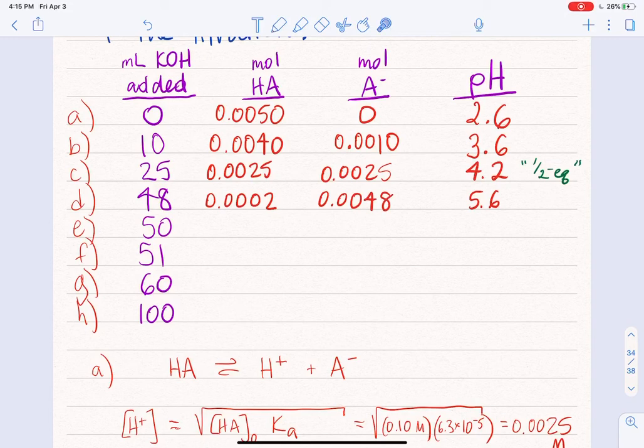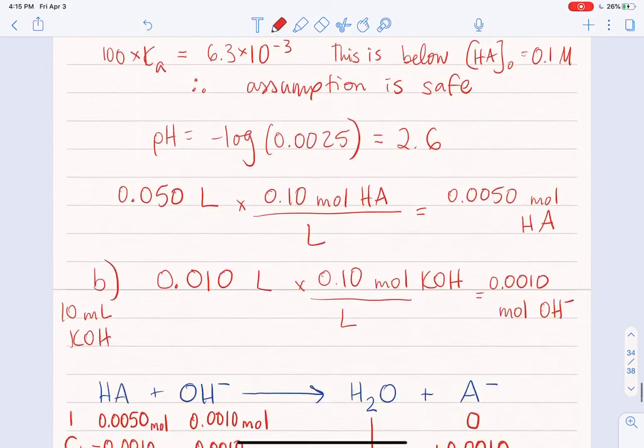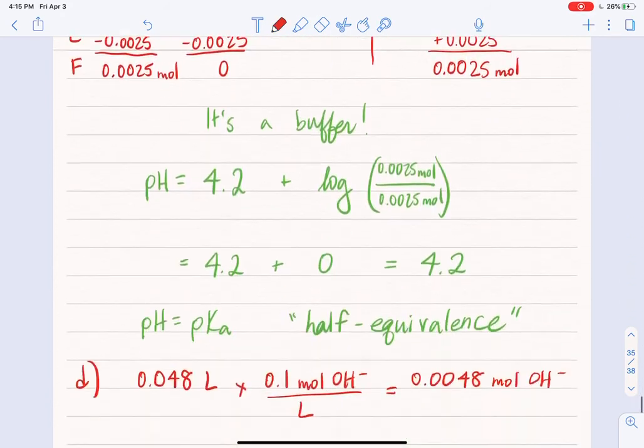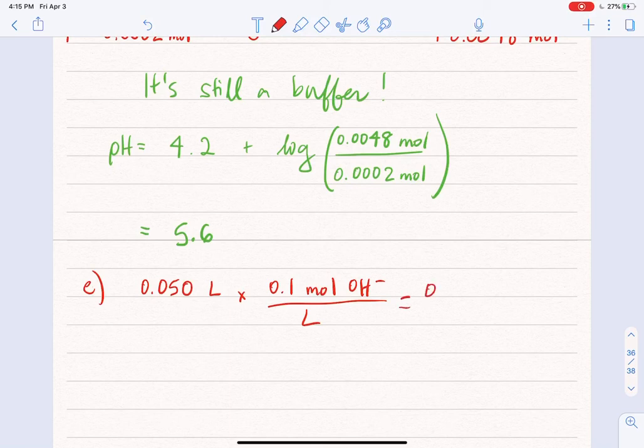So now let's examine what the pH would be after I've added 50 milliliters of 0.1 molar KOH. So this is going to be calculation letter E. I'm going to do that down here. I have added 50 mils, or 0.05 liters, of the 0.1 molar KOH. So that is 0.0050 moles of hydroxide that I've added.